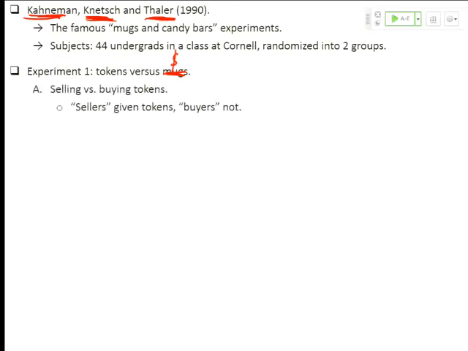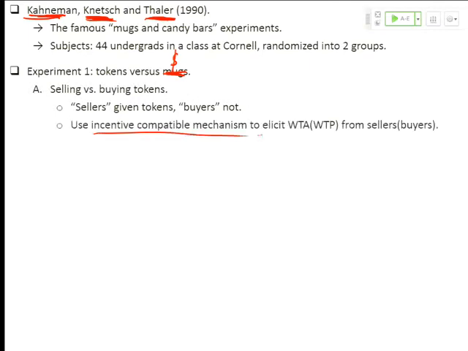So, selling versus buying tokens. The class was divided into sellers and buyers. The sellers were given some tokens. The buyers were not. Everyone was told the value of the tokens, and then they used an incentive-compatible mechanism, which I'll explain in a second, to elicit the willingness to accept from sellers and willingness to pay from buyers.